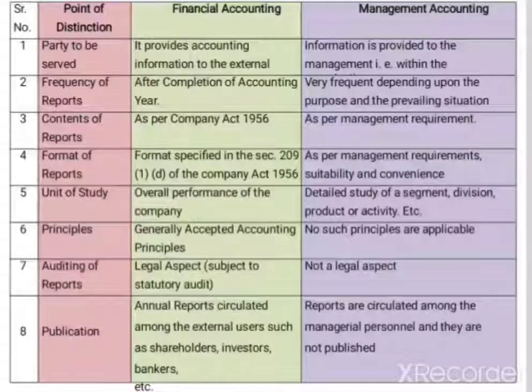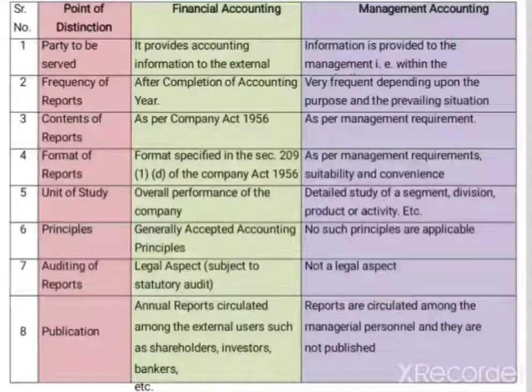The contents in the report in financial accounting are as per the Companies Act, and in management accounting, it is as per the management's requirement. Whatever the management requires will be included in the management accounts or reports. What is the format of reports? The financial accounting format is according to the Companies Act, and in management accounting, it is according to the requirements, suitability and convenience of the organization or the business.